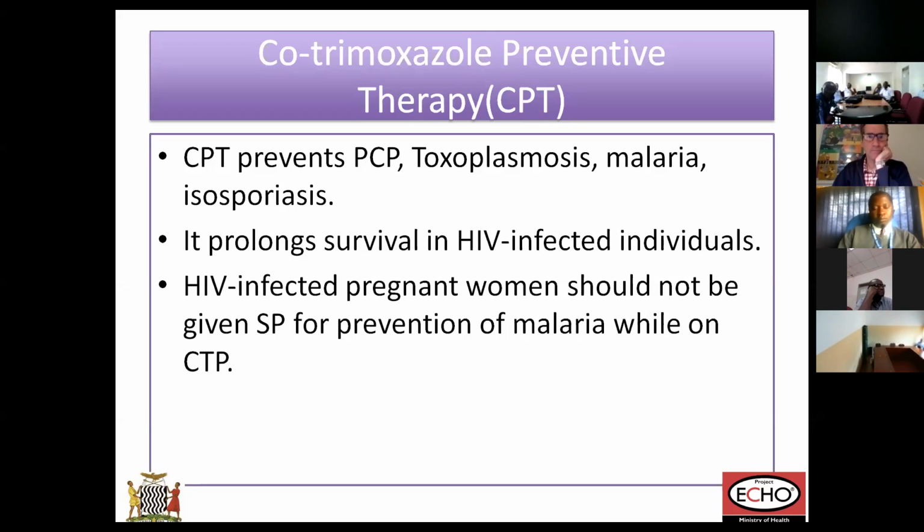The first screening and prevention that we're going to talk about has to do with cotrimoxazole preventive therapy, abbreviated as CPT. Cotrimoxazole preventive therapy prevents PCP, toxoplasmosis, malaria, and isosporiasis. It is also said to prolong survival in HIV-infected individuals. HIV-infected pregnant women should not be given Fansidar for prevention of malaria while they are on cotrimoxazole preventive therapy.